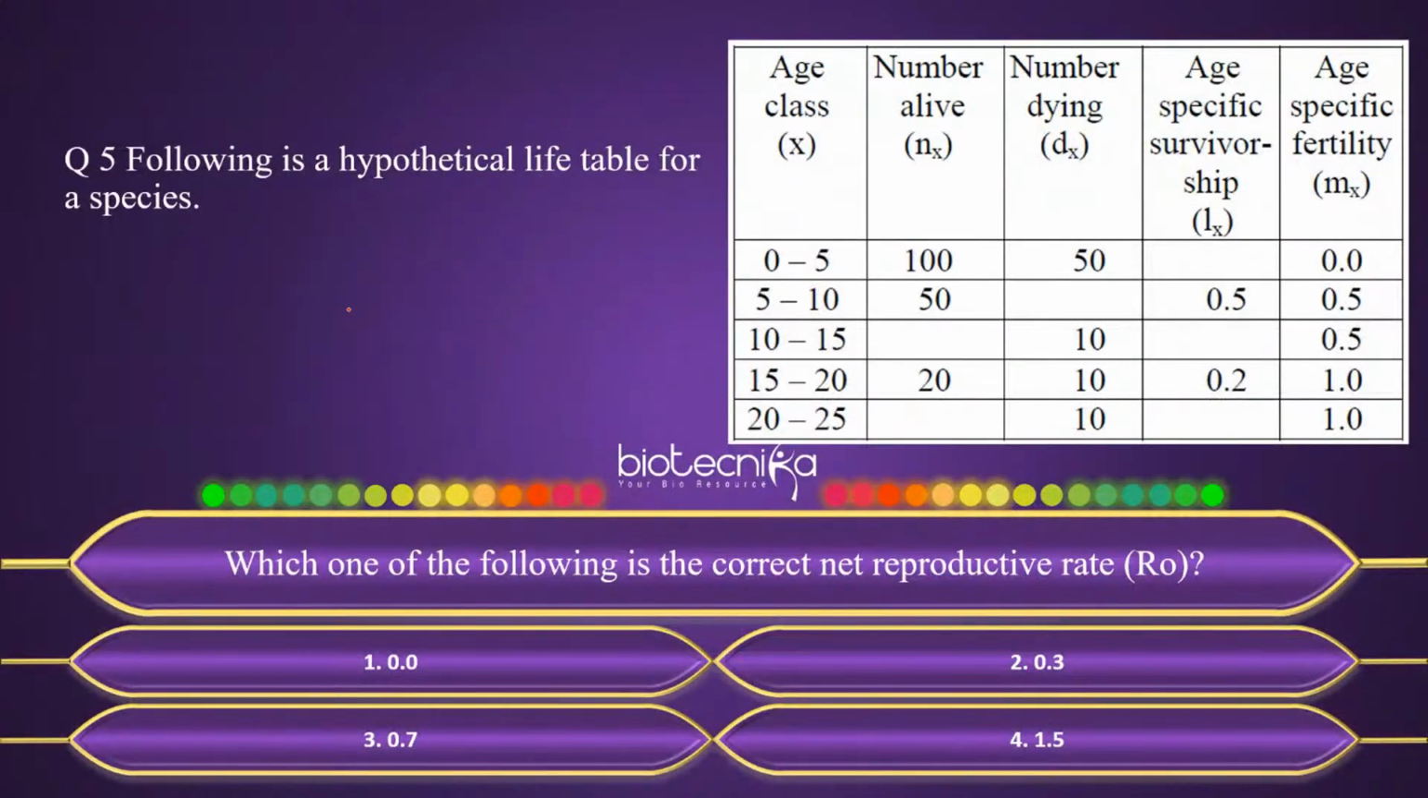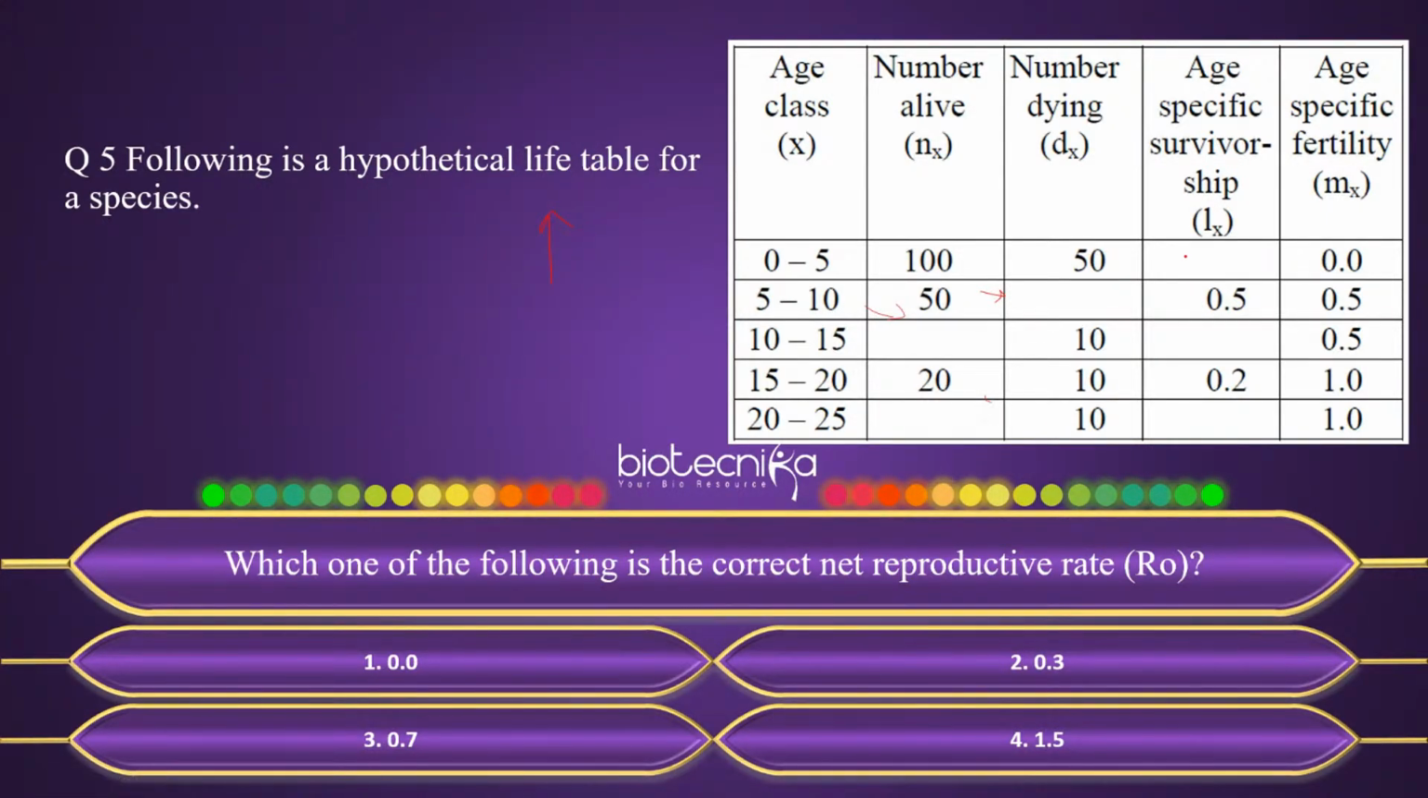Now let us quickly move to our next question. And this question is based on the life table, right? To be honest, you should select these kinds of questions if you are sure about the formulas. Because here, what we are finding in this life table is that there are some vacant spaces, right? So you need to fill those vacant spaces to know the net reproductive rate.